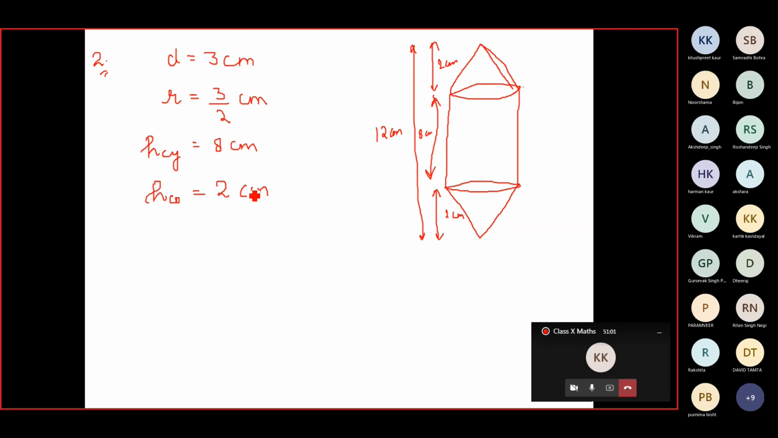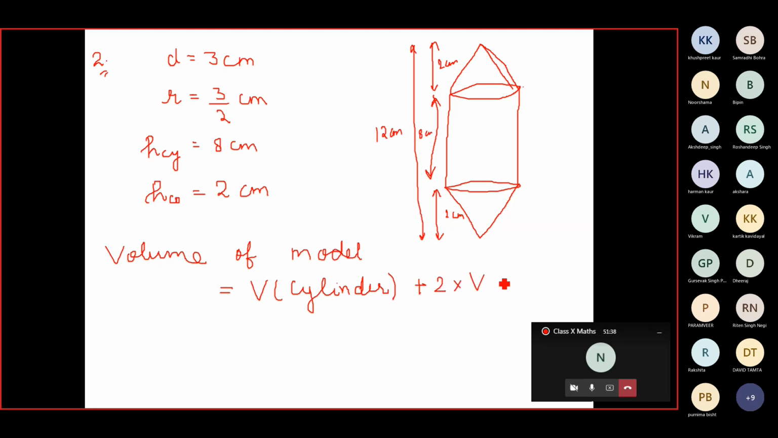Now find the volume of air contained in the model. So that means they are trying to tell us to find the volume of this solid. Yes or no? Volume of model. Can anybody tell what will be the volume of the model? The volume of cylinder plus volume of two cones. So volume of cylinder plus 2 into volume of cone.